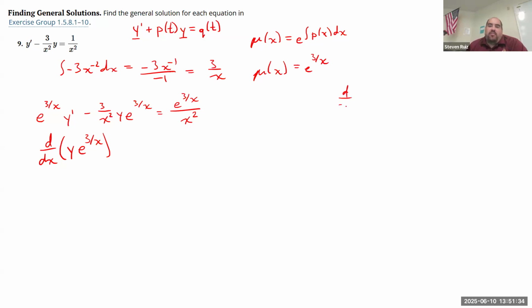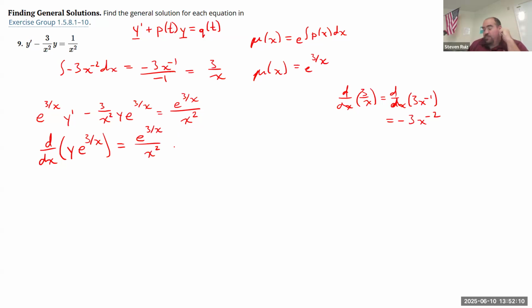What is the derivative of 3 over x? I would like to rewrite that. That's equal to the derivative of 3x to the negative 1, which will be equal to negative 3 times x to the negative 2, which I believe is what we have. So we do actually have the derivative of a product the way we want it, and the right-hand side is going to look like e to the 3 over x squared.